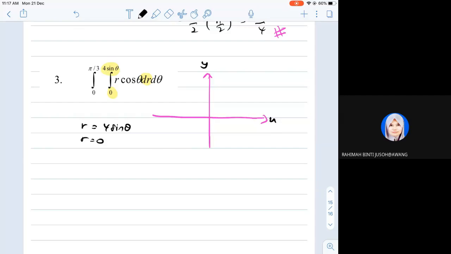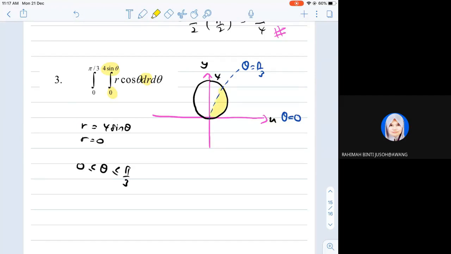X and Y. So 4 sine theta should be up here, isn't it? On what axis? We have 4. However, this is not a complete circle because the angle theta is from 0 until pi over 3. So theta equals 0 is here. Pi over 3 is 60 degrees, so we will have until here. Theta equals pi over 3. So your region would be only this.